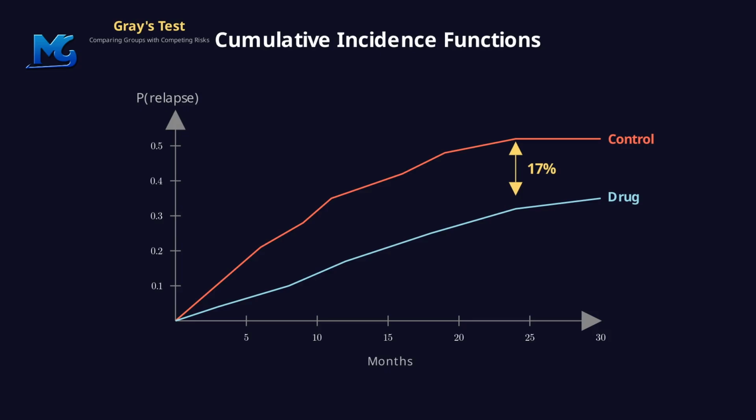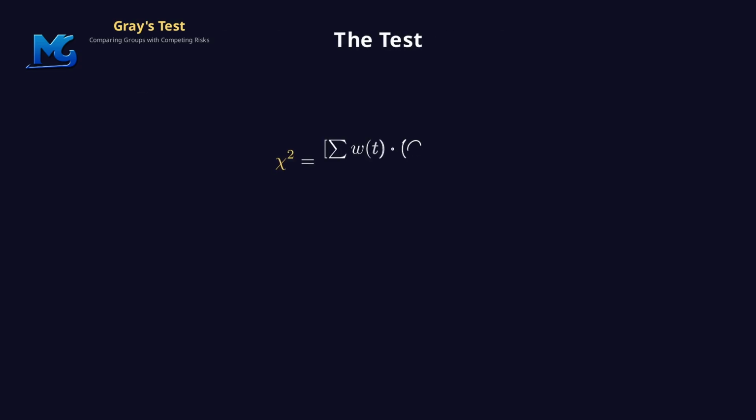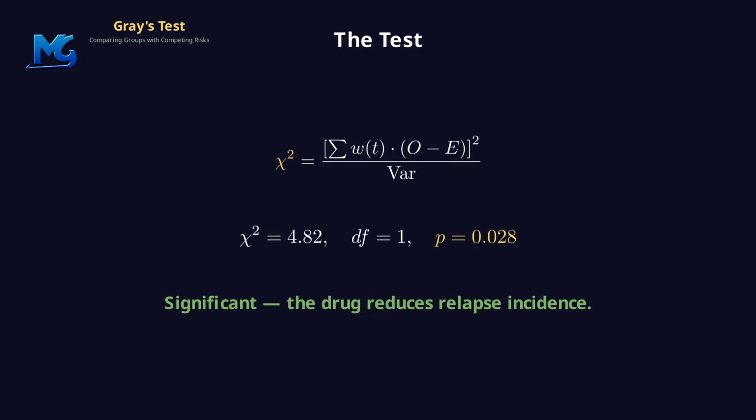But is it statistically significant? The test. Gray's test compares observed versus expected events at each time point, weighted by the cumulative incidence. It produces a chi-squared statistic. Chi-squared equals 4.82 with 1 degree of freedom. P equals 0.028. Significant. The drug genuinely reduces the cumulative incidence of relapse.